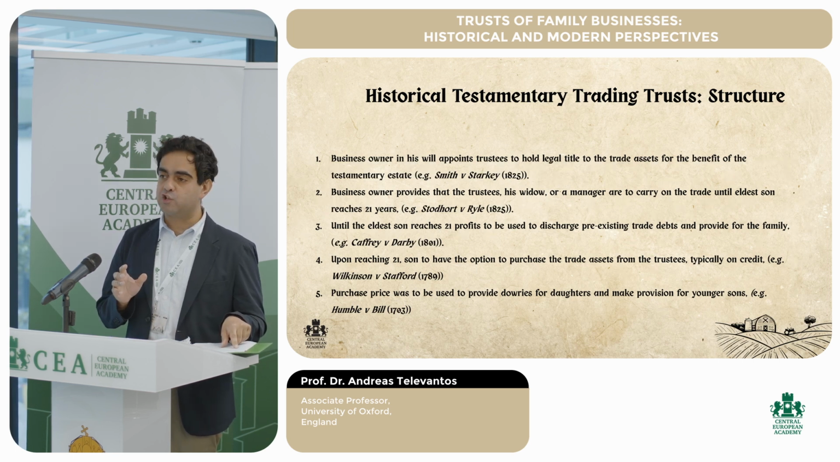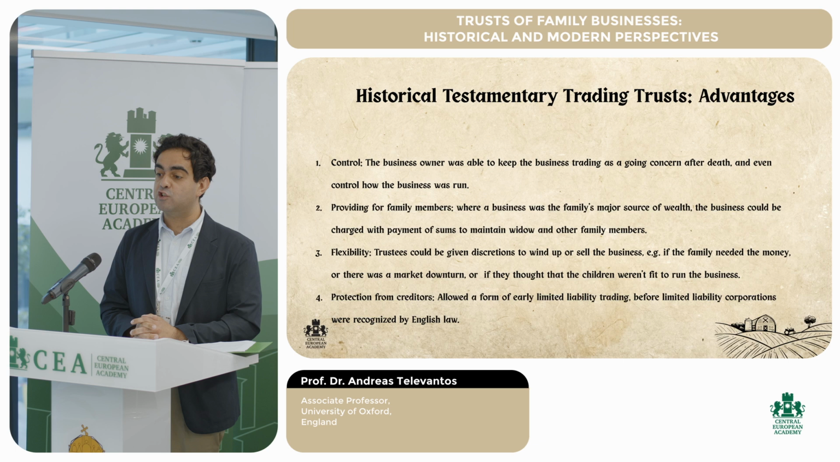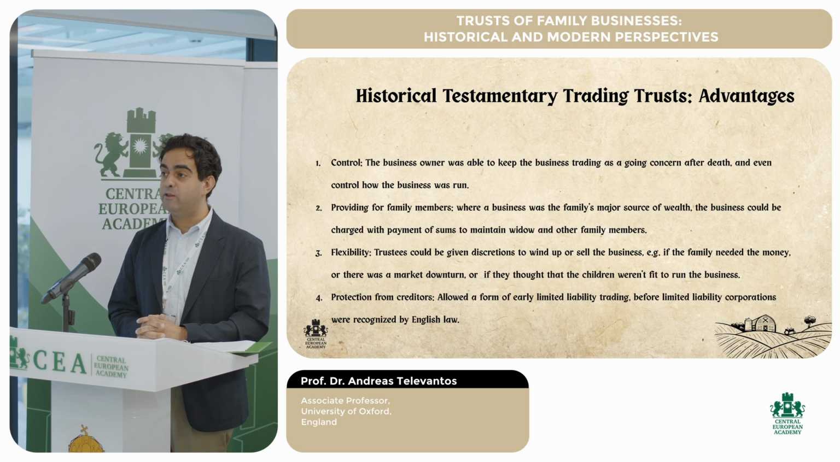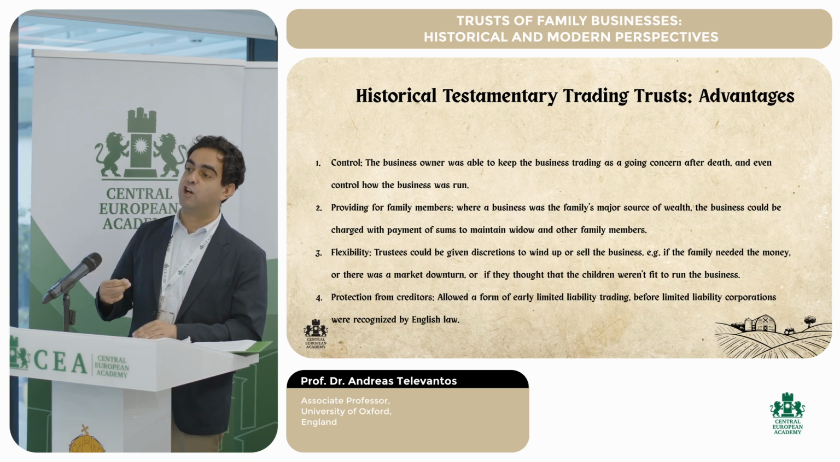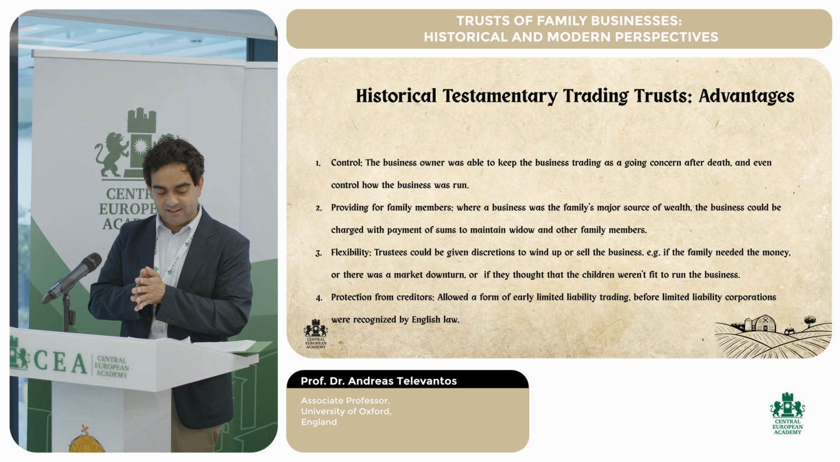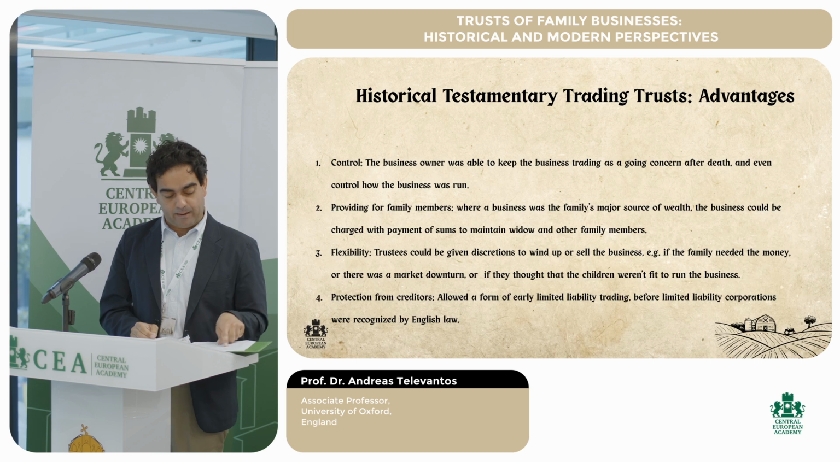Now, this structure offered business owners a number of advantages. The first is control. The business owner, so long as he could find a willing trustee, was able to keep the business trading as a going concern after his death, and even exert control over how the business was run by putting it into the terms of the trust, what the continuing family members or relatives were allowed to do with the business assets. The second is that the structure allowed provision to be made for a range of family members. Where a business was the family's major source of wealth, the business could be charged with the payment of sums to maintain the widow and other family members.